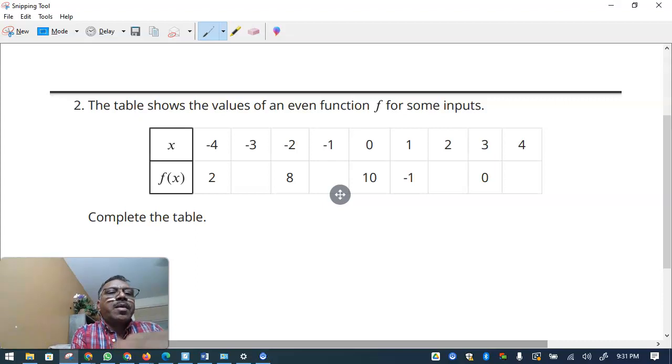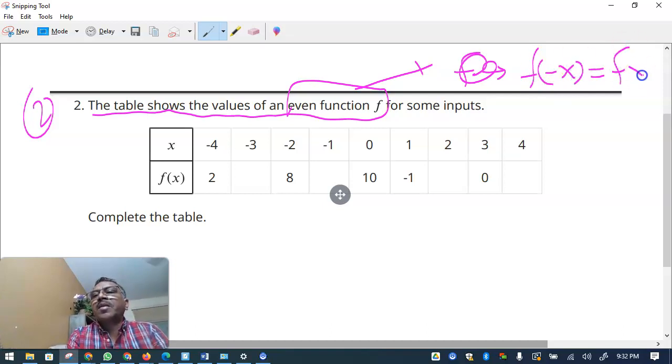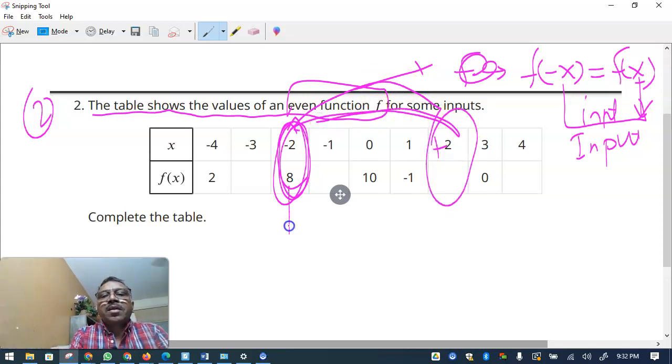Okay, in the second problem, the table shows the values, and it is given to us that f is even. It means f(-x) is the same as f(x). So these are called opposite inputs, and opposite inputs mean the output is the same. The y's are the same. Let's take a simple example. One of them is given. Look at this. If this is given negative, this has to exactly match. They are opposite inputs, so this output has to be 8.